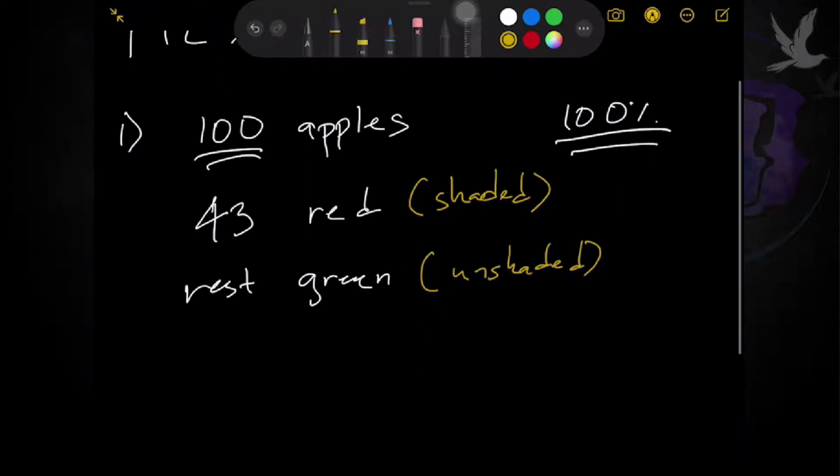So isipin nyo out of 100 tiny boxes, yung sa previous activity ninyo. 43 are shaded and the rest are unshaded. So out of 100, in terms of percentage, we can say that 43 shaded parts, basically is 43%. And for the unshaded part, you already do the math here, okay? So that basically represents the rest of the apples which are green, no? So ilang percent kaya yan? So you just do the math there.